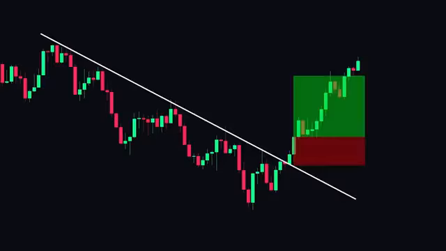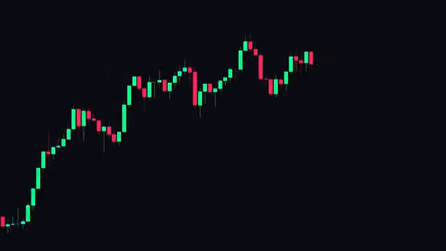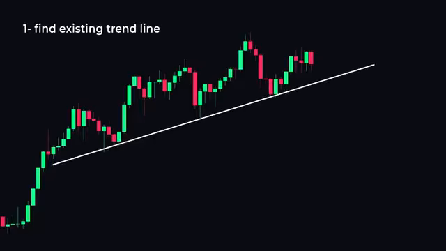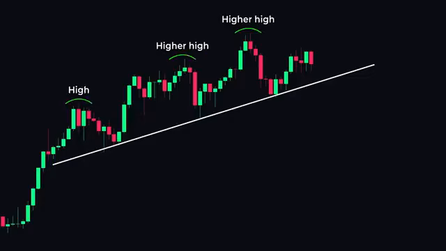Now, let's look at another example. Again, the first step is finding an established trend line. In this case, it's an uptrend, meaning we're looking for a trend change to a downtrend. Next, we identify momentum loss by looking at the market structure. And here we can see that price shifted from making higher highs to lower highs, signaling that this existing uptrend is getting weaker.